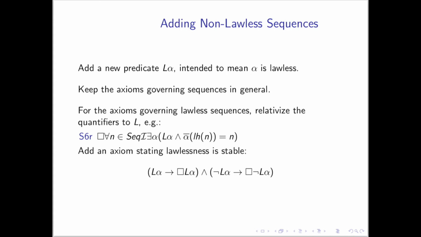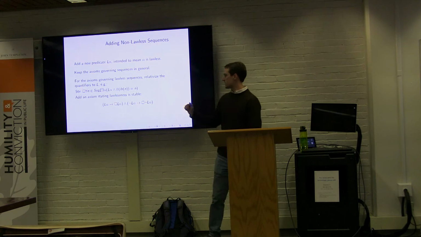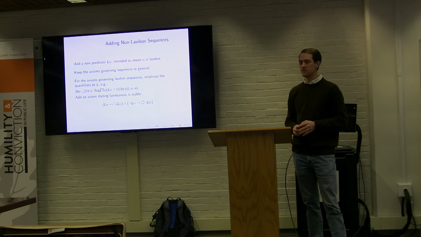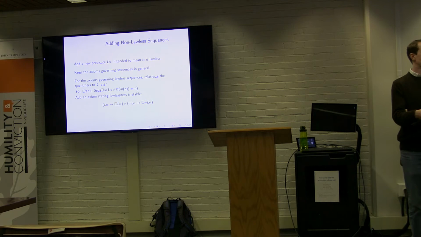Then we're going to add also an axiom stating that lawlessness is stable. So it's an intrinsic property of sequences. It's not like a sequence is lawless now but could cease to be lawless later, or vice versa, fails to be lawless now but becomes lawless later. So it's an intrinsic property of sequences. Now, this wouldn't say that any sequences exist other than lawless ones, right? It just says something about how the lawless ones behave.